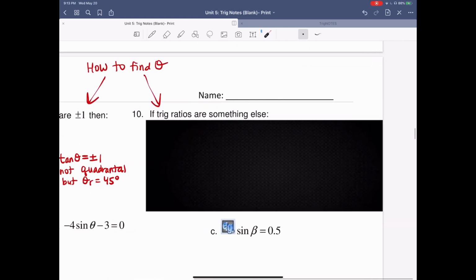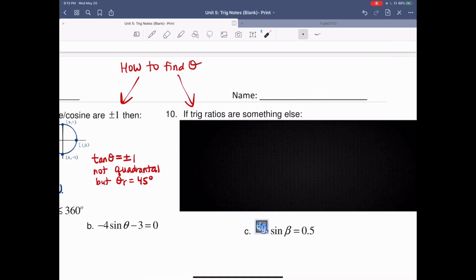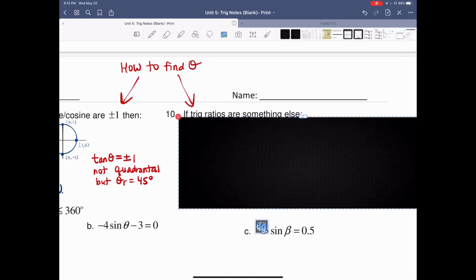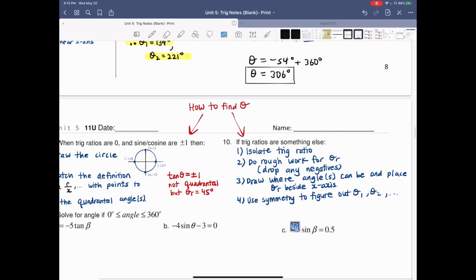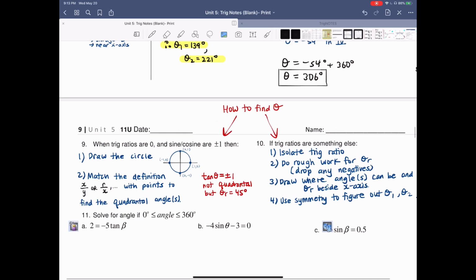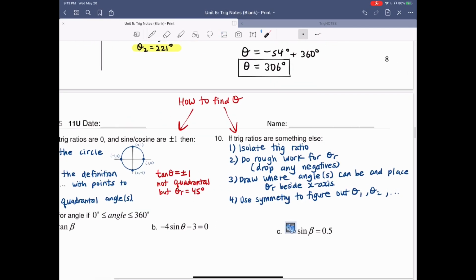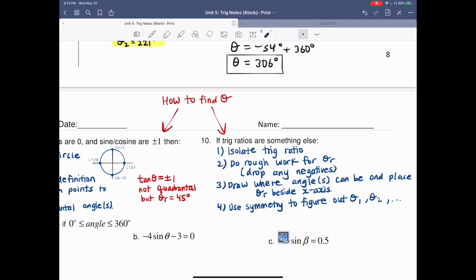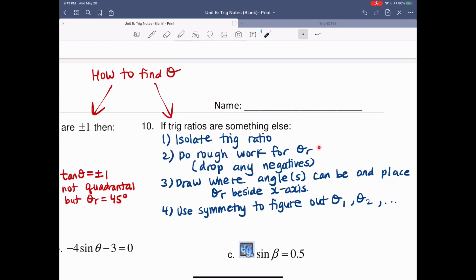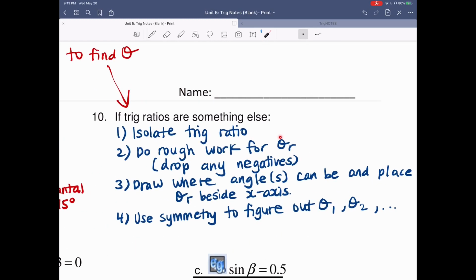Number 10. So if trig ratios are something else, it was all nice and dandy when it was these kind of examples. So what if your trig ratios are something else and it's not these numbers? What you're gonna do is isolate the trig ratio, and then you're gonna do rough work for the theta r. So you're gonna try to find the related acute angle and you're gonna drop any negatives.